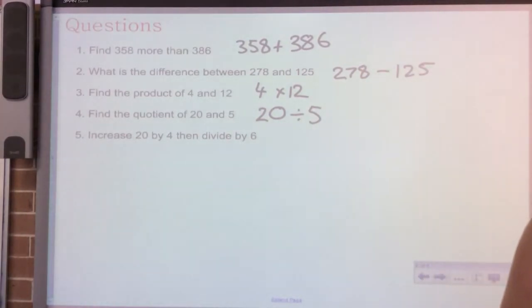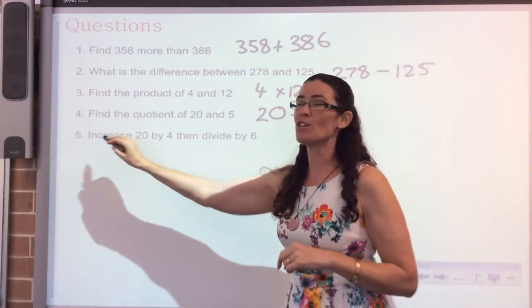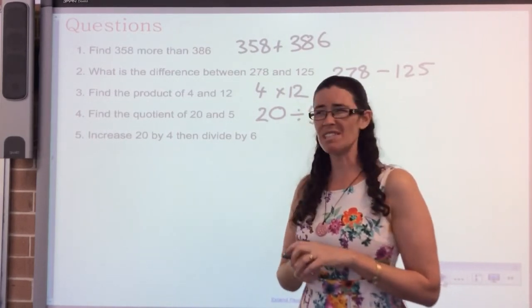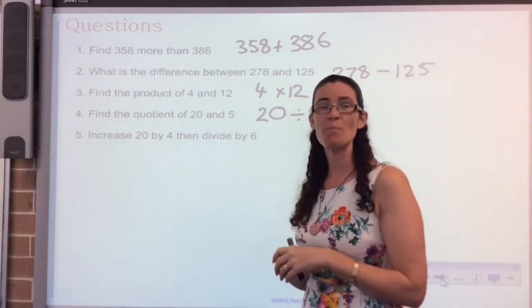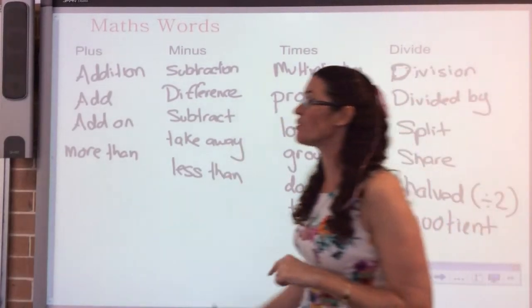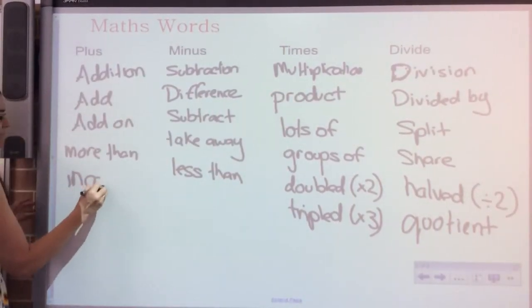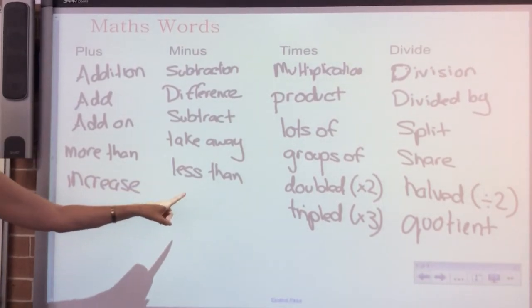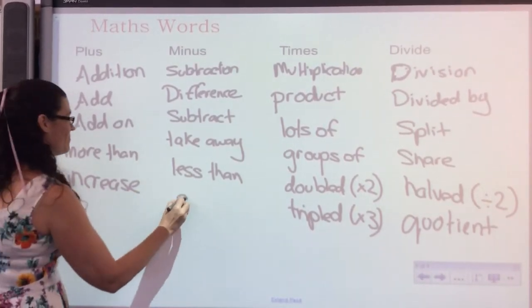Now, question 5, I've been tricky. It says increase 20 by 4, then divide by 6. What am I going to write? In addition. So increase isn't one we had on our list, was it? So what does increase mean? Plus. So I want you to go back to our list and let's add increase here. If I've got increase on this list, what do you think I could put on this list? Decrease. Well done.